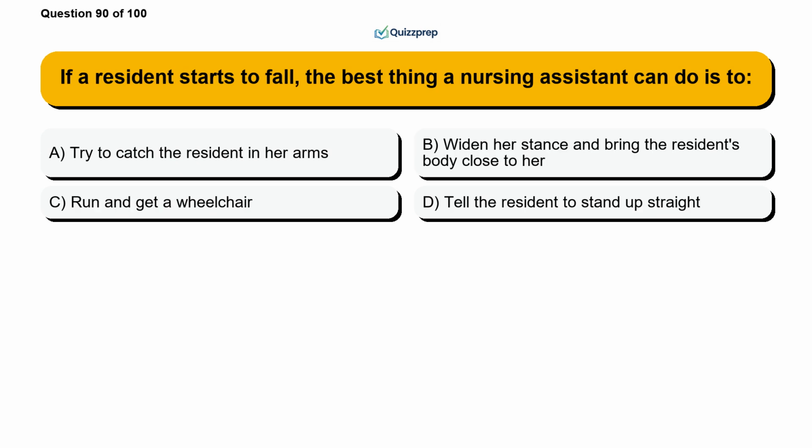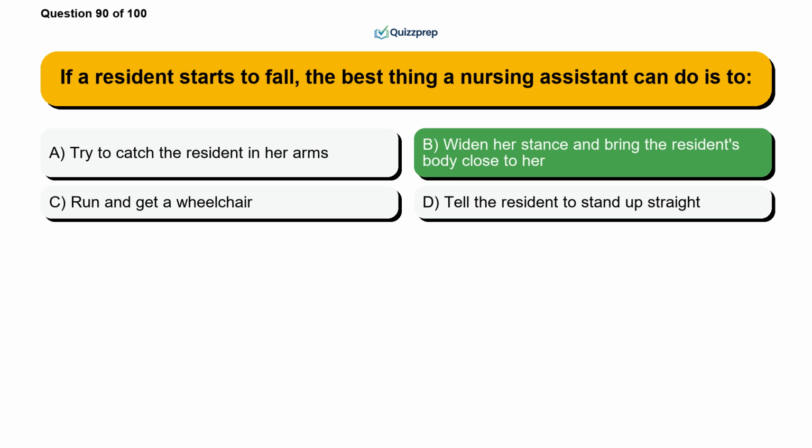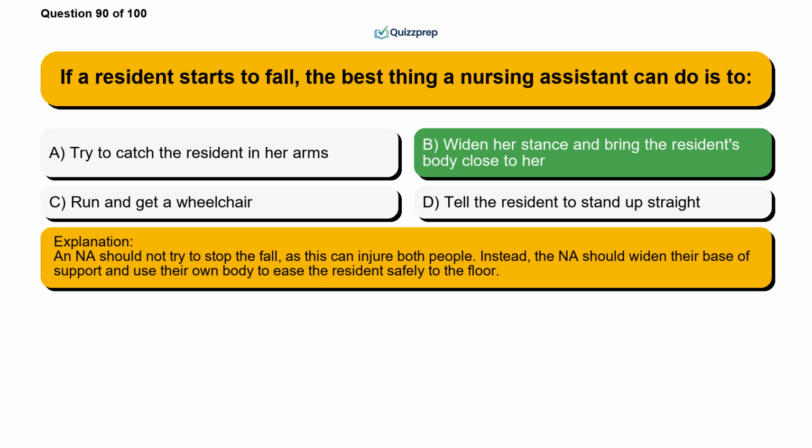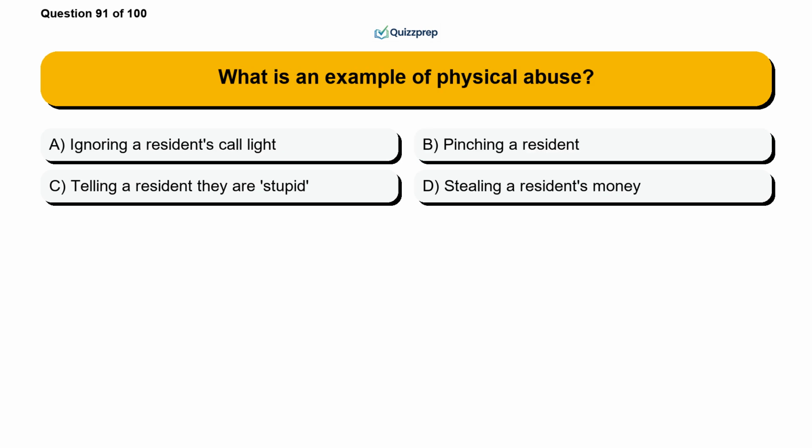Question 90. If a resident starts to fall, the best thing a nursing assistant can do is to: Option A, try to catch the resident in her arms. Option B, widen her stance and bring the resident's body close to her. Option C, run and get a wheelchair. Option D, tell the resident to stand up straight. The correct answer is option B, widen her stance and bring the resident's body close to her. An NA should not try to stop the fall, as this can injure both people. Instead, the NA should widen their base of support and use their own body to ease the resident safely to the floor. Question 91. What is an example of physical abuse?